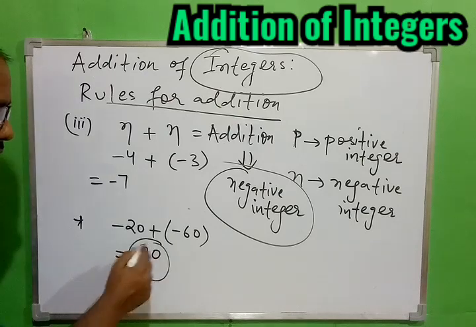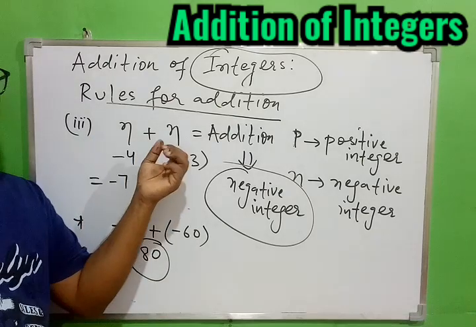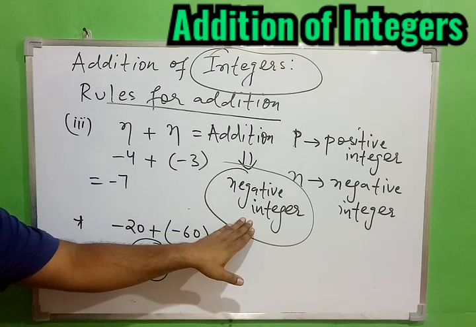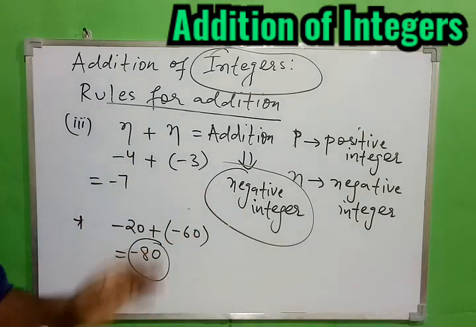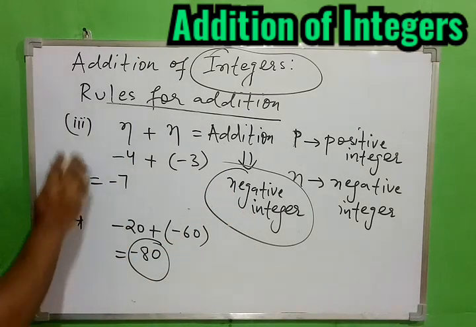So we can say all the time when negative and negative integers are added, the answer is a negative integer. That is all the rule we have. So I hope you understood all the 3 rules.